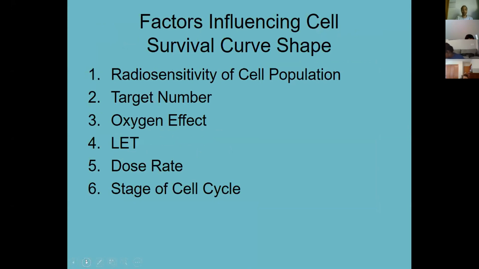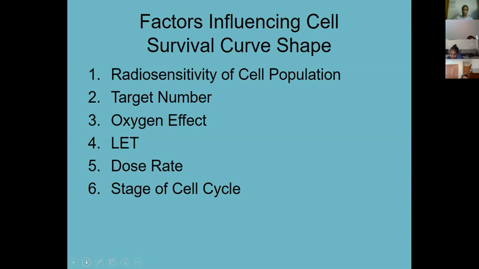Okay, so you're familiar with the two types of cell survival curves, the populations that they represent, the number of targets related to each cell type, whether it graphs as an exponential with one target or a sigmoidal with multiple targets, and also how to calculate D sub Q. So now we're going to look at some additional factors that influence the shape of the cell survival curve.